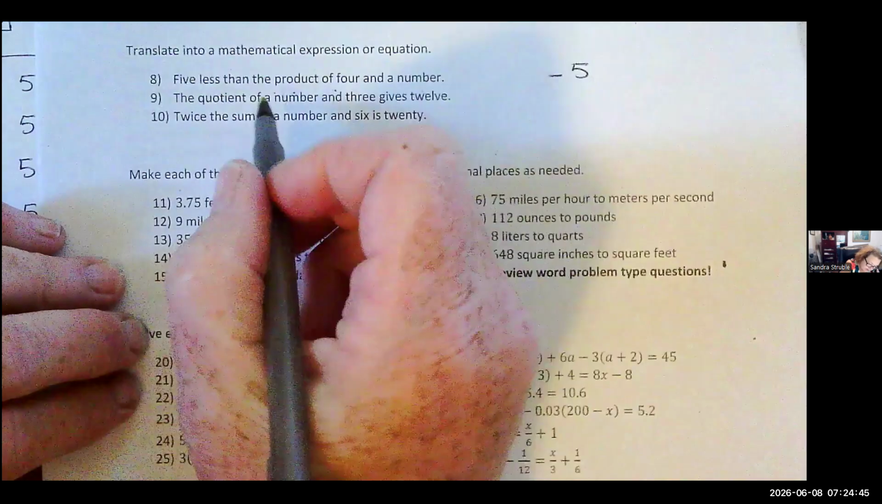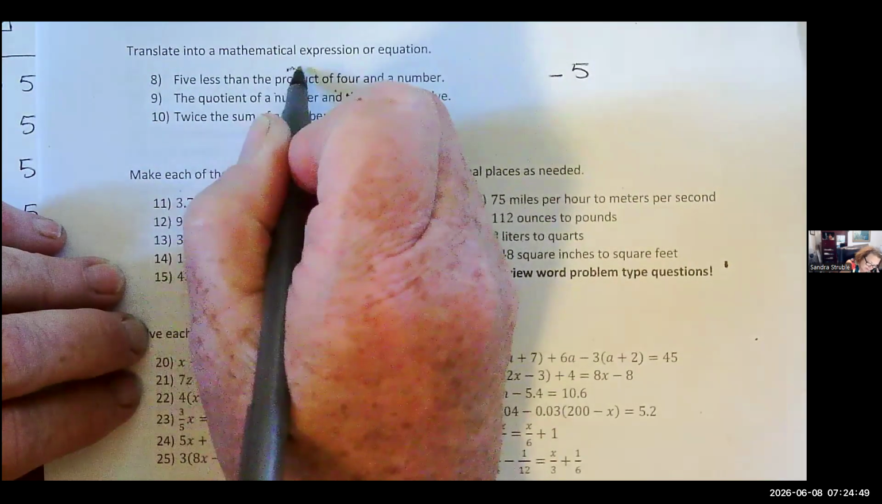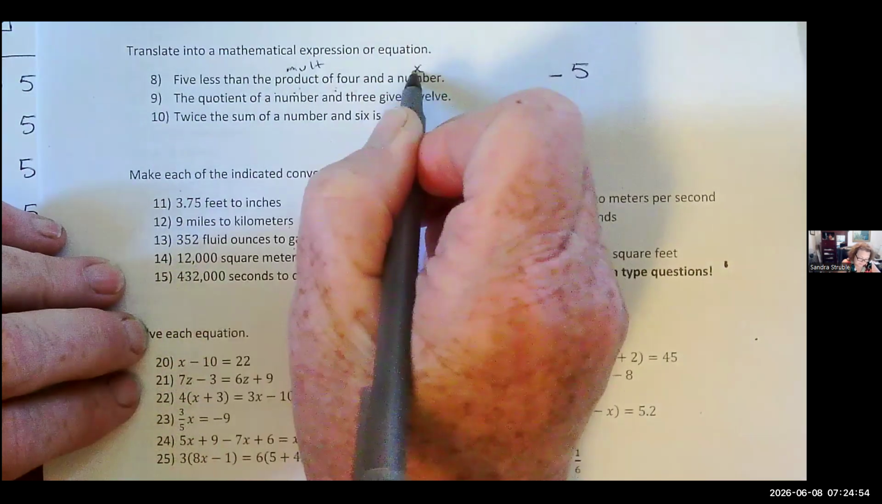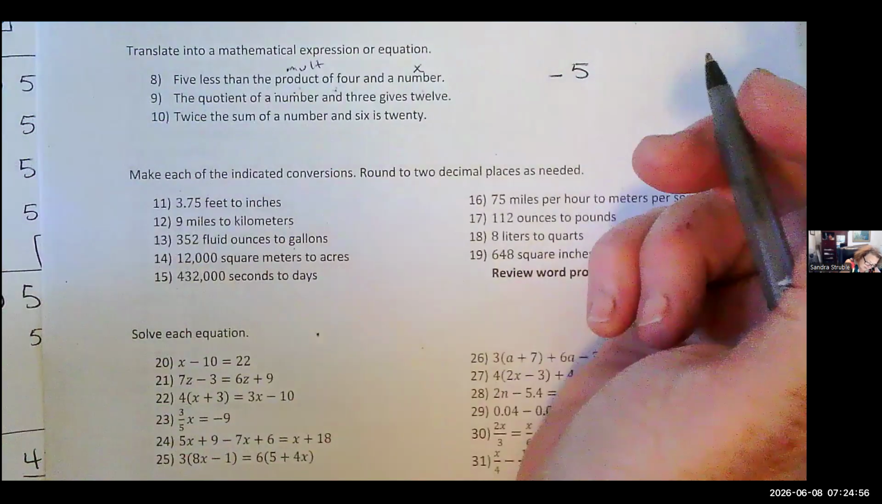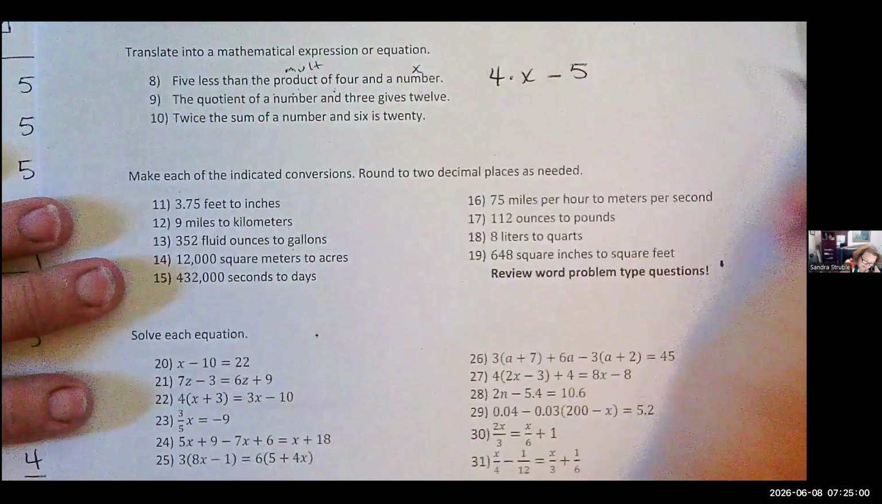The product, which means multiply, 4 and a number, and we'll let that number be x. You can let it be n, you can let it be whatever you want. So 4 times x. This could also be written as 4x minus 5.